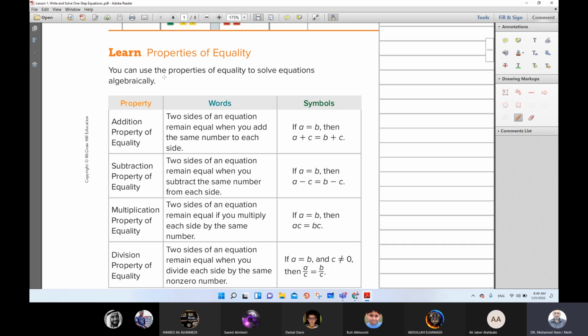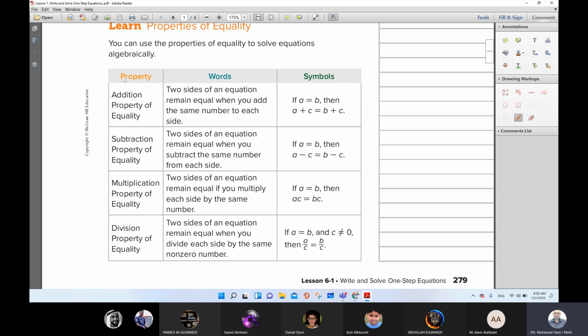At the first step, we have properties of equality. You can use the properties of equality to solve equations algebraically. The first one, addition property of equality. Two sides of an equation remain equal when you add the same number to each side.